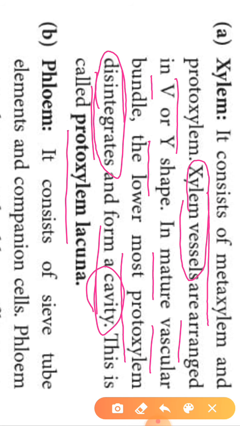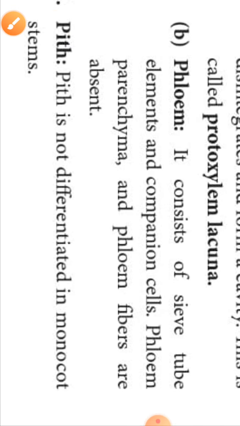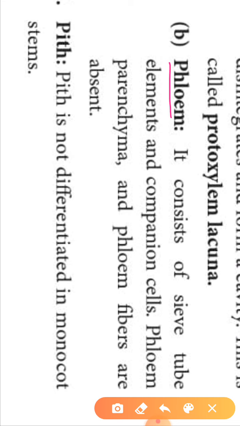Next, phloem. Phloem consists of sieve tube elements and companion cells. Phloem parenchyma and phloem fibers are absent. Phloem consists of sieve tube elements. Write the meaning: a series of elements joined end to end to form sieve plates.